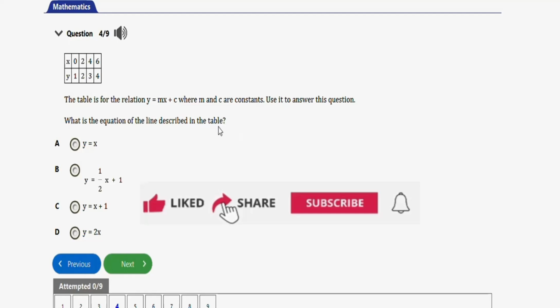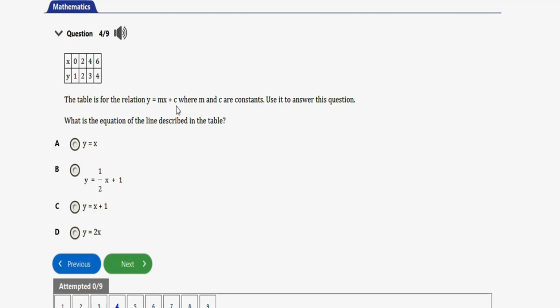So this question says the table is for the relation y equals mx plus c, where m and c are constants. Use it to answer this question. What is the equation of the line described in the table? So guys, let's solve this. This is also simple on its own.